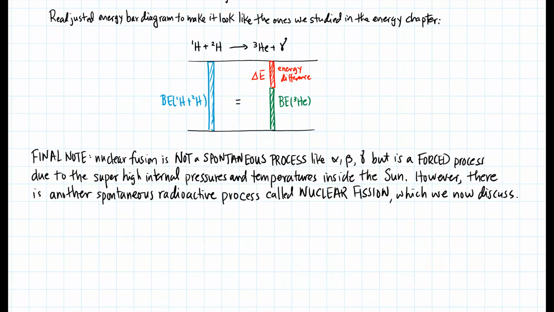Final note, nuclear fusion is not a spontaneous process like alpha, beta, and gamma, but it is a forced process due to the super high internal pressures and temperatures inside the sun. However, there is another spontaneous radioactive process known as nuclear fission, which we now discuss.